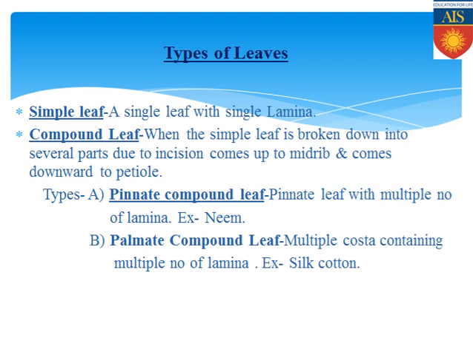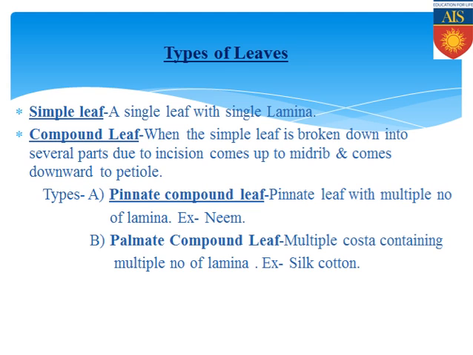But compound leaf is a type of leaf when the simple leaf is broken down into multiple small leaves. And why has it been broken? Because some incisions have been created from the margin of the leaf towards the midrib. So for that reason, this compound leaf structure has originated from a single lamina of the leaf.